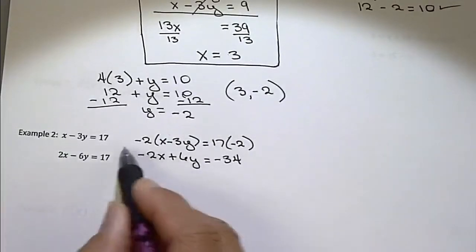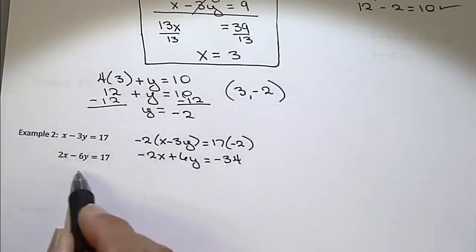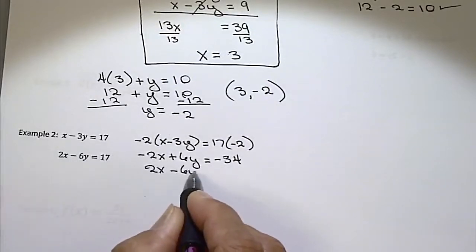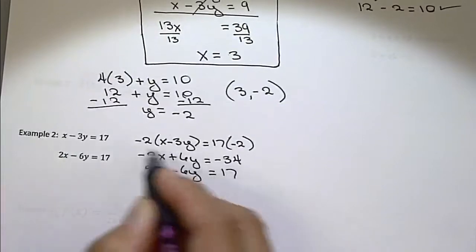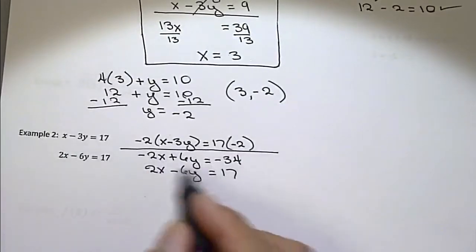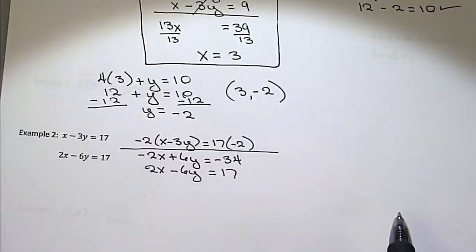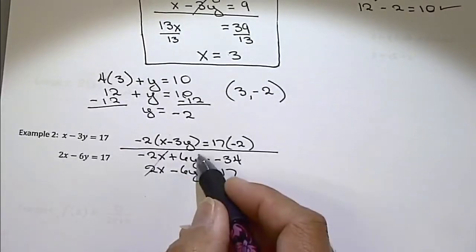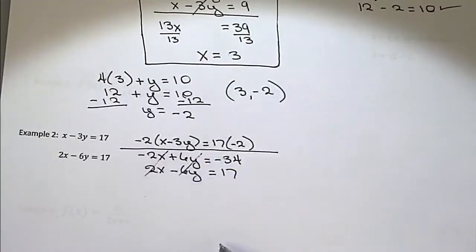Now, I'm done with doing that. I'm going to come down here and put the other equation under it: 2x minus 6y equals 17. Let me draw my line here because I don't want to get confused. These are the two equations that I'm adding. When I add these two terms, they disappear. When I add these two terms, they also disappear, don't they?